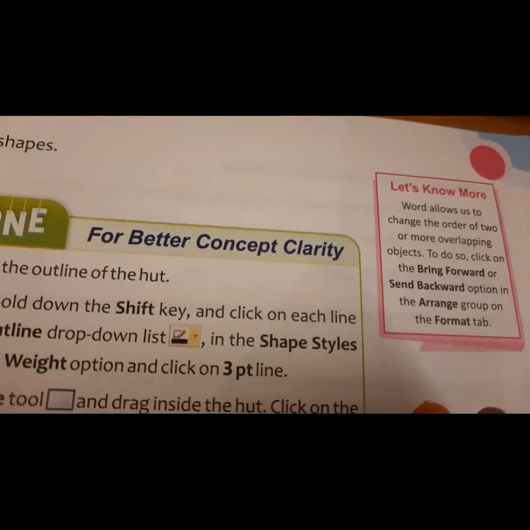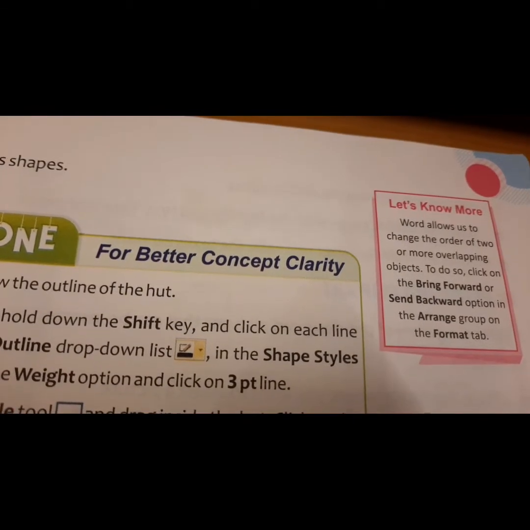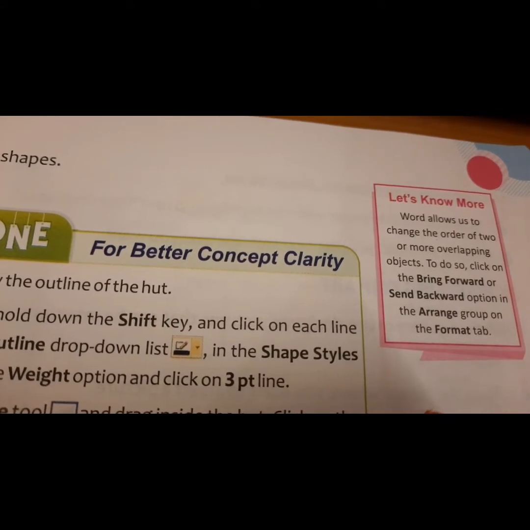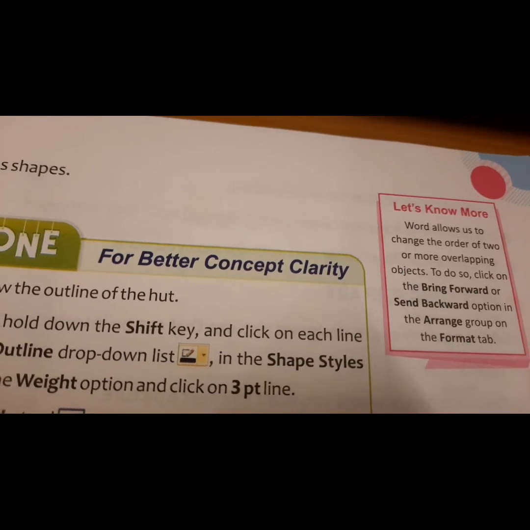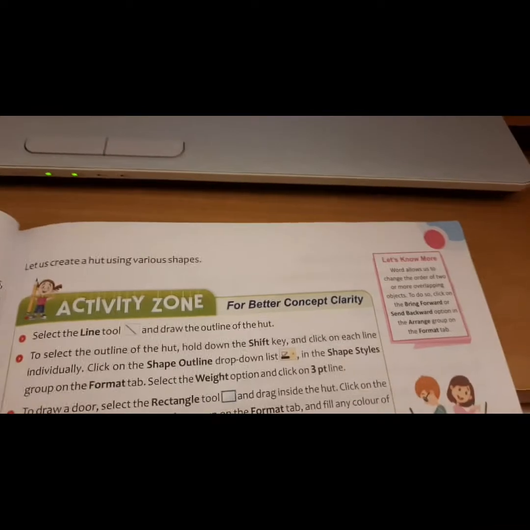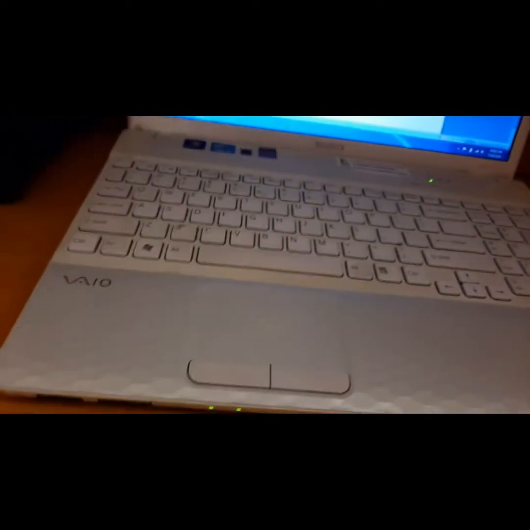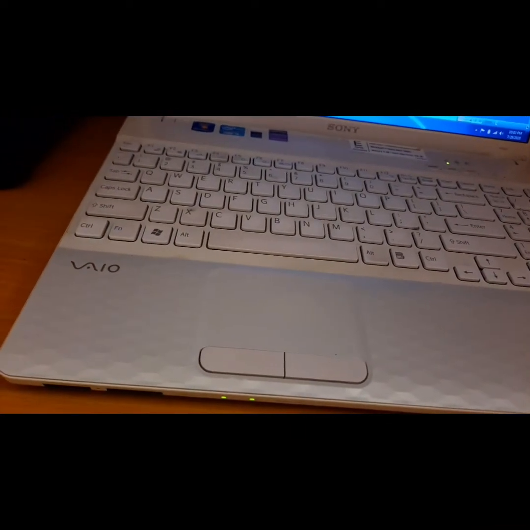Word allows us to change the order of two or more overlapping objects. To do so, click on the Bring Forward and Send Back option in the Arrange group on the Format tab. I taught you how to insert shapes last time, so this has to do with that. How can you insert a shape? We will go to the Insert tab, and in the Insert tab we click on Shapes. This drop-down box is going to open. Suppose I select one smiley, so this smiley is going to come.